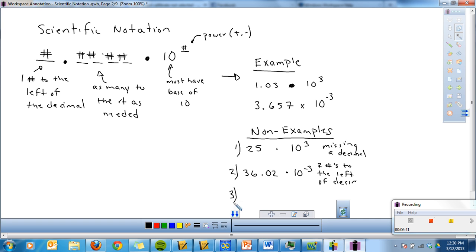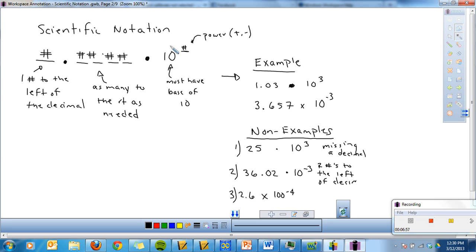Let's do one more example. I might give you 2.6 times, and I'm using the x as times now, but we've been using dots. Just remember that these all mean times. 2.6 times 100 to the negative fourth. Right? Well, let's check our decimal. I have one number to the left, 2, that's good. Some numbers afterwards, yes, a multiplication. 100 to the negative fourth.